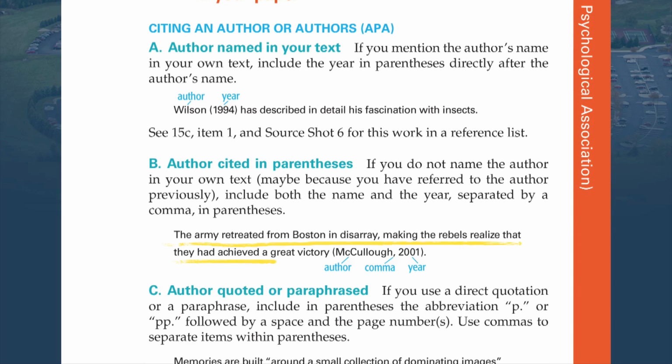In letter B, the example with the army retreated from Boston, there is no naming the author in that sentence. Therefore, as it's shown there, the author is at the end, within the parentheses, comma, with the year of the material that was written.